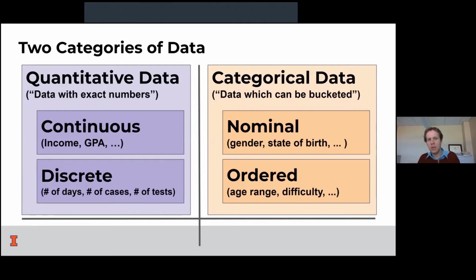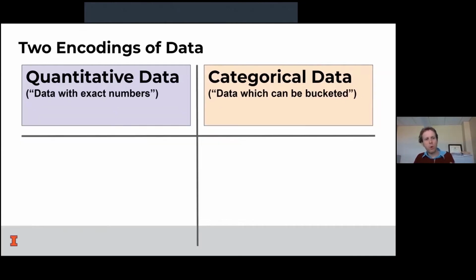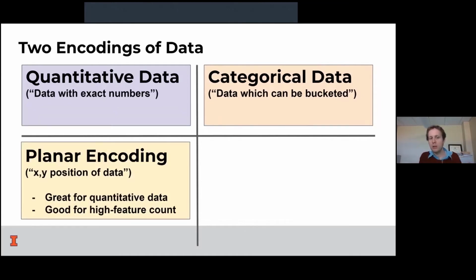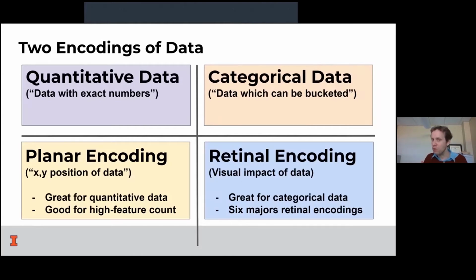And then when we think about how we want to create a data visualization with this, we're going to take the type of data and then map it to the best way to visualize it when we make a first draft visualization. So for quant data, we often are going to use planar encoding. So planar encoding is the XY position of the data. Where on the screen does that data show up? And if we have categorical data instead, we'll use retinal encoding. So retinal encoding is how your eyes actually see the visual impact of the data.